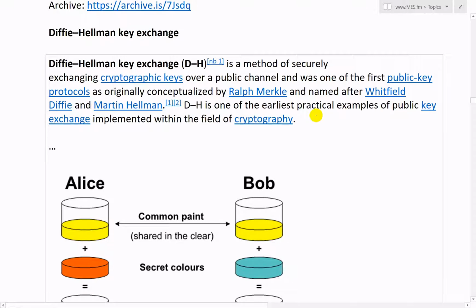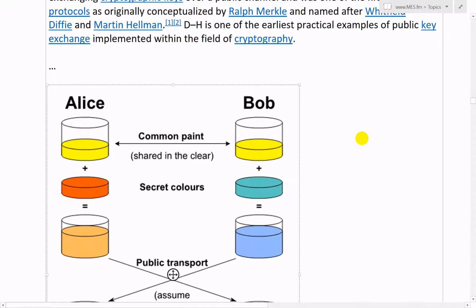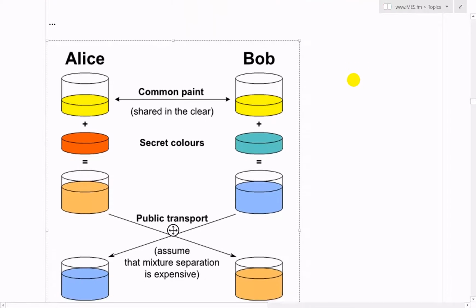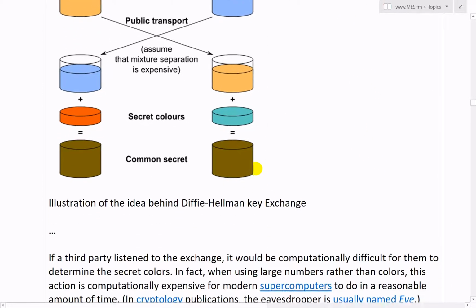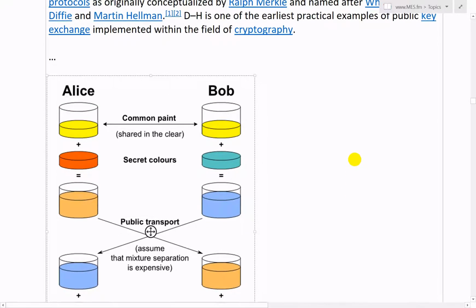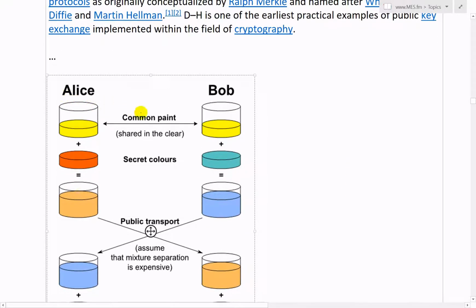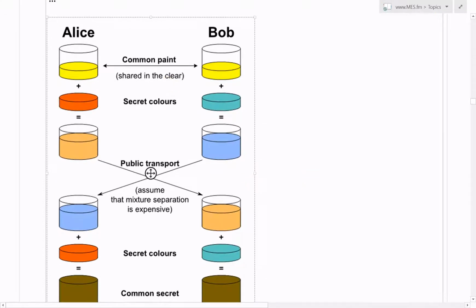DH is one of the earliest practical examples of public key exchange implemented within the field of cryptography. So here's an illustration of this, and I'll show a video later. Just imagine they were paint. Would be pretty cool. So if you have common paint, Alice here, common paint shared in the clear. Everyone knows what it is. It's yellow, and they have a secret color. This one, let's say that's orange or red, I guess that's a shade of red.